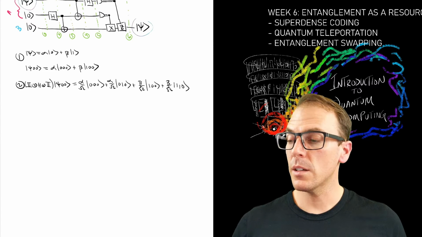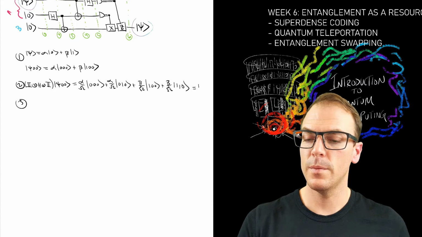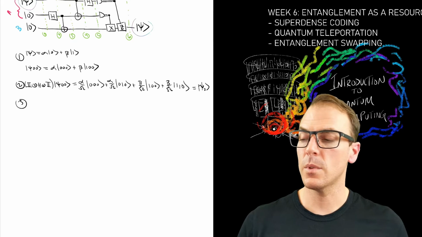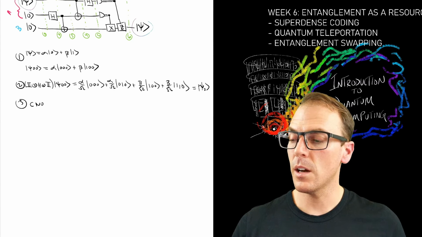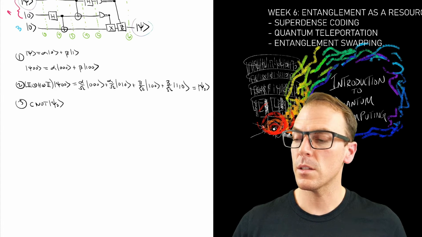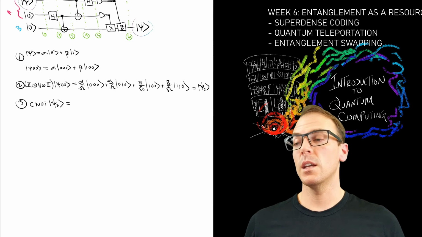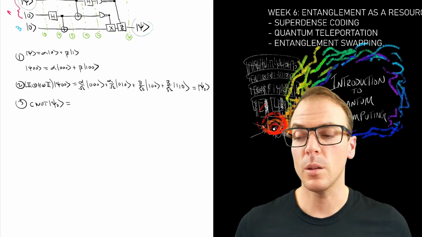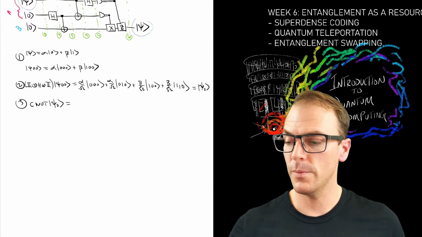Now we have a C naught at step 3. Let's give this a name. Let's call that psi at step 2. So now we have C naught applied to psi at step 2. So conditioned on the second qubit, we're going to flip the third qubit.